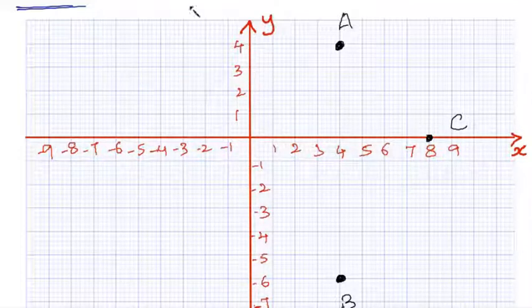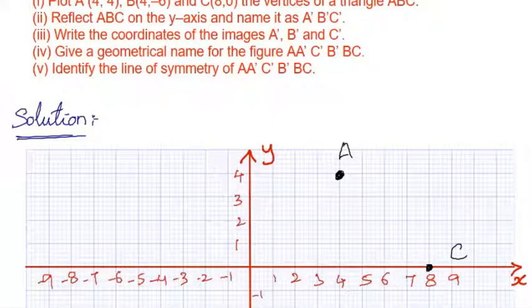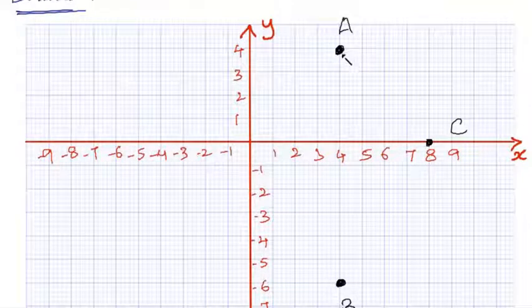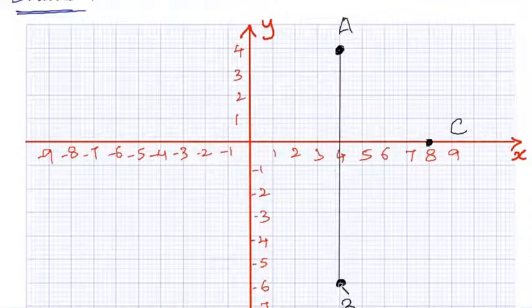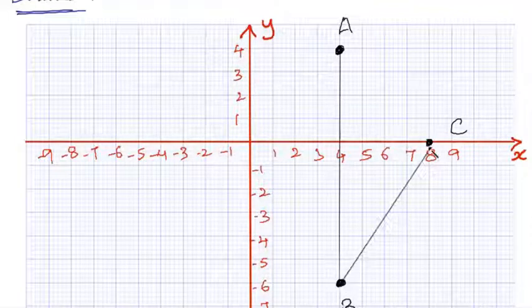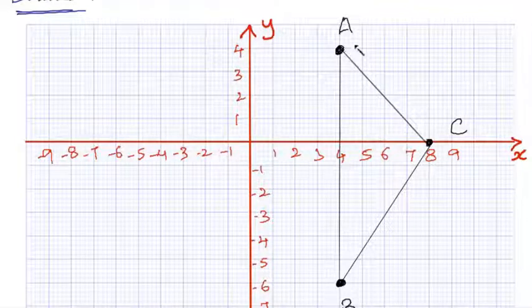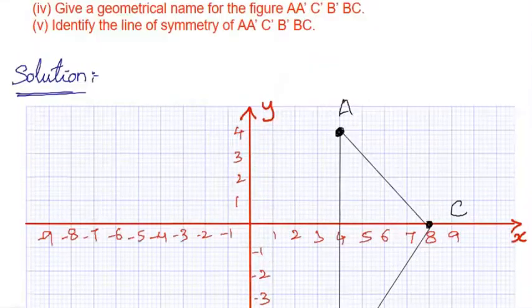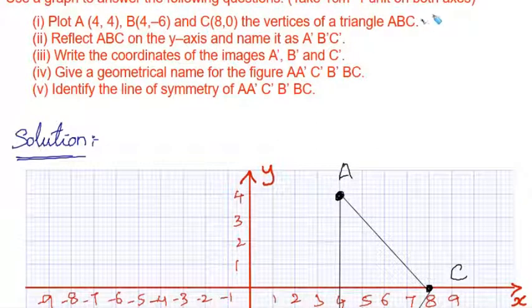Now connect the lines, connect the points. So we'll get a triangle. So this is the triangle ABC from the given coordinates, given vertices.